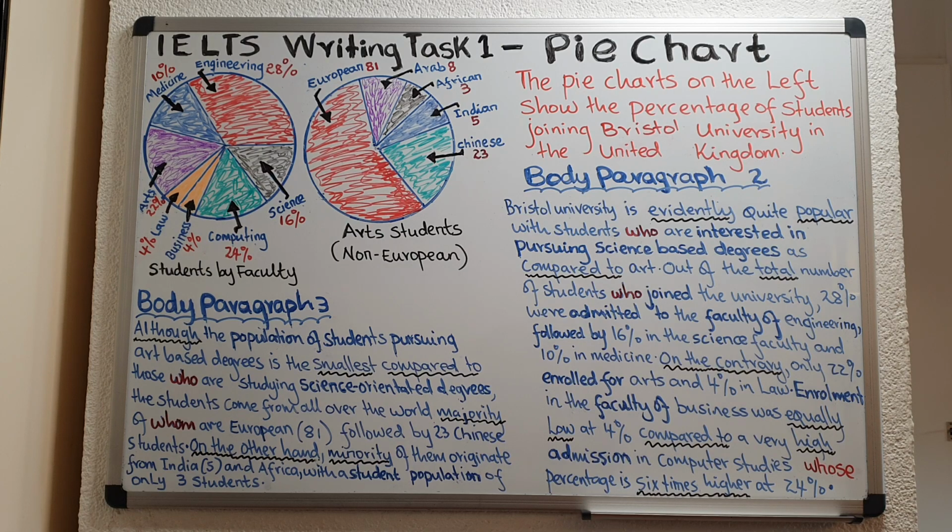Okay, the other thing that is very important is that you use comparatives and superlatives. Now, you notice that all the words that I have underlined, for example, popular, compared to, total, okay, low, high, majority, minority, okay.